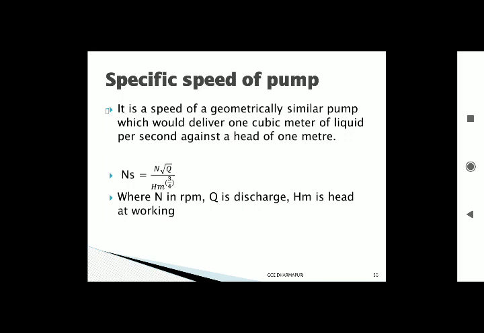You can read the same formula in turbines also, but there NS is equal to N into root P. Pumps are used for discharging water, turbines are used for producing power, so there we use root P instead of root Q. Then head is at the bottom only, but here we will have 3 by 4. There in turbine we will have H power 5 by 4. It's the specific speed of pump, which is one of the important 2 marks.